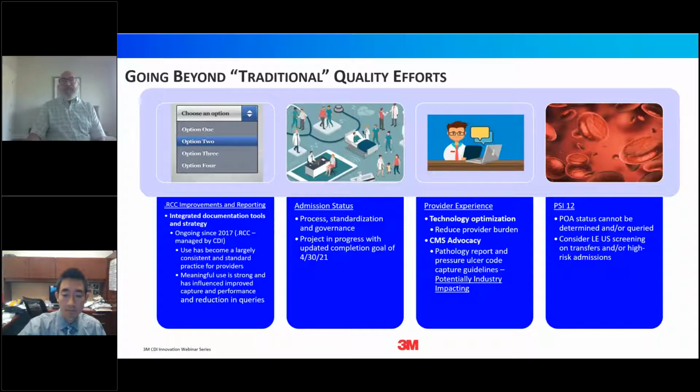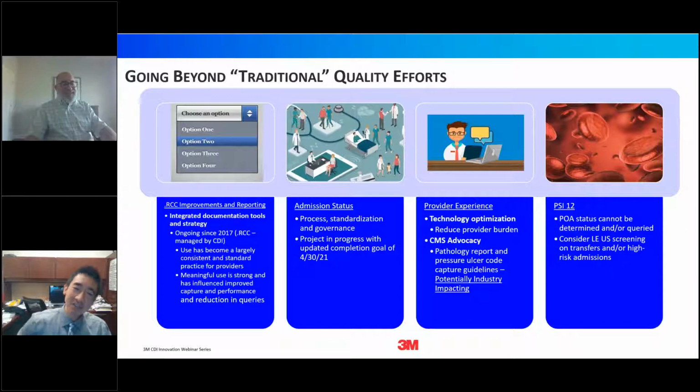Here at Stanford, we have a provider experience group that is trying to help make the provider experience better. So it's around technology optimization, trying to reduce their burden. And then we are also looking at a lot of CMS advocacy. Jason does a lot of work around that, trying to get CMS to think about changing some of their rules and guidelines around capturing of codes. Did you want to elaborate any for them? Maybe we can get some people on board to help us with that.